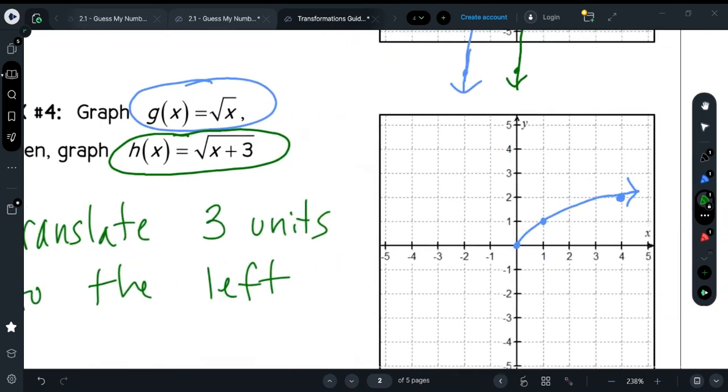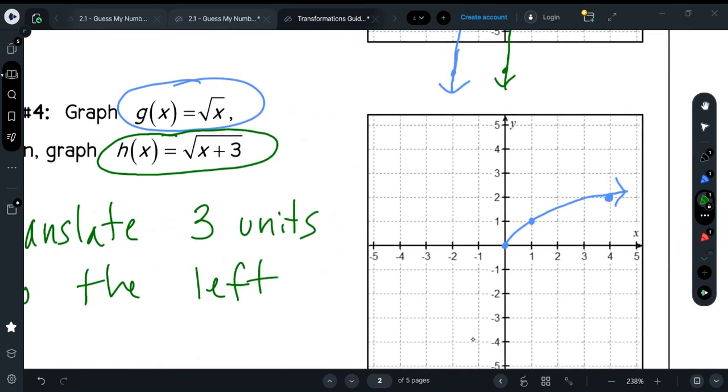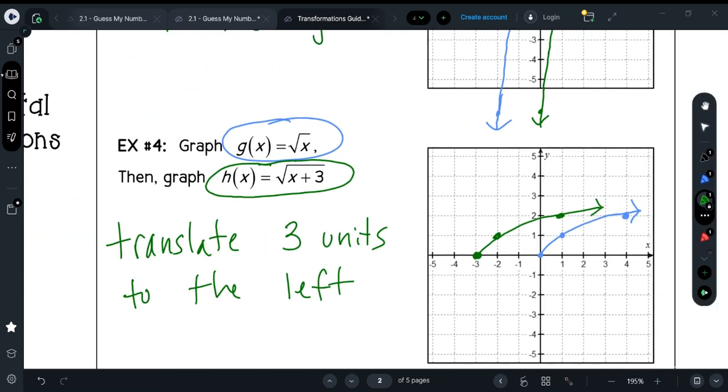And what that means is each of these points is going to move 3 to the left. So our starting point is now going to be here at -3, 0. And then this point will move 3 to the left, and this point 1, 2, 3. Here it is. And there is the graph of our translated square root function, translated 3 units to the left.